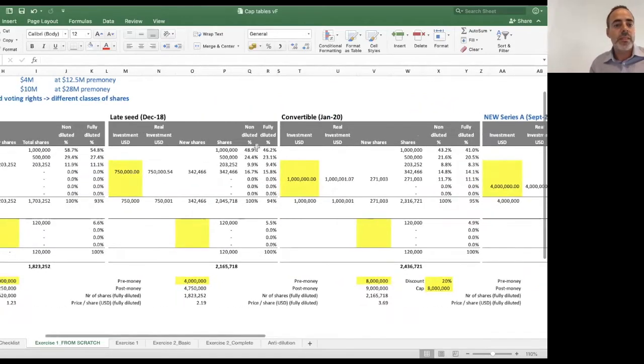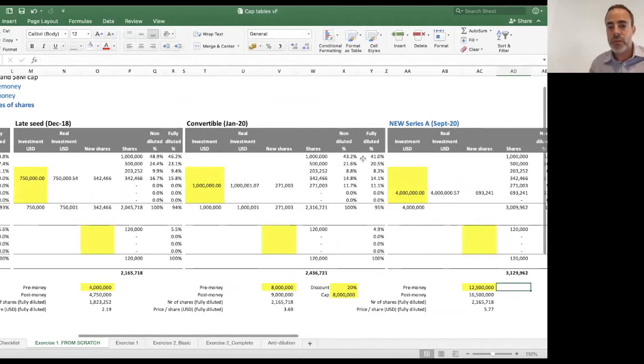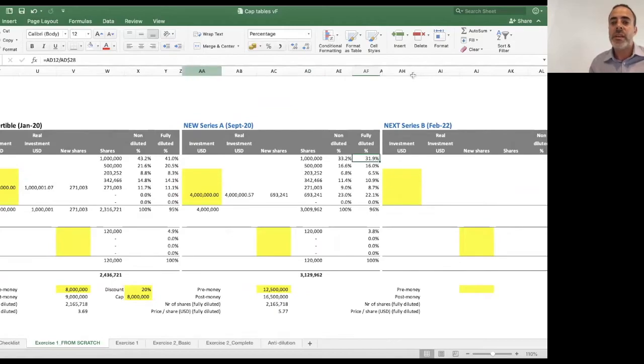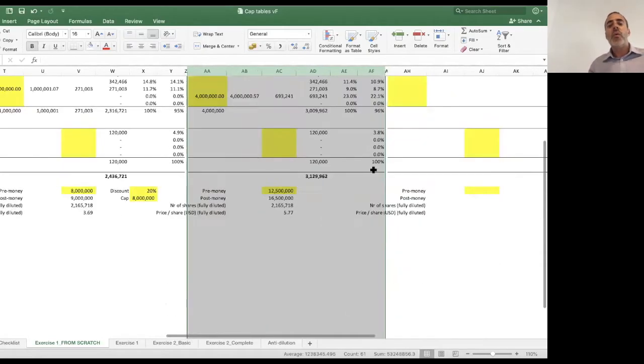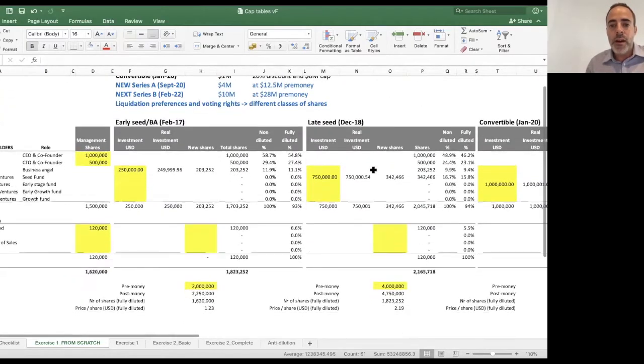We started with almost 55% on a fully diluted basis, and now we have gone to 41%. Sorry, 32% after the Series A. Okay. Now, one consideration here: imagine that at this stage I distributed some of those shares to a new hire, a CMO, for example, right?